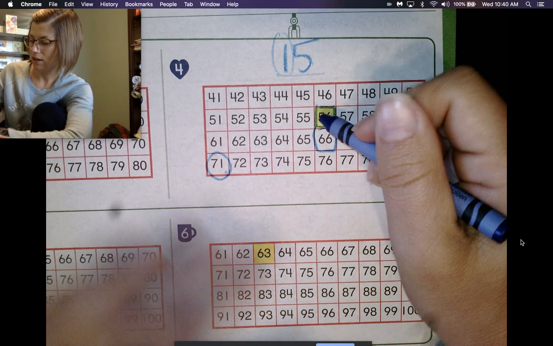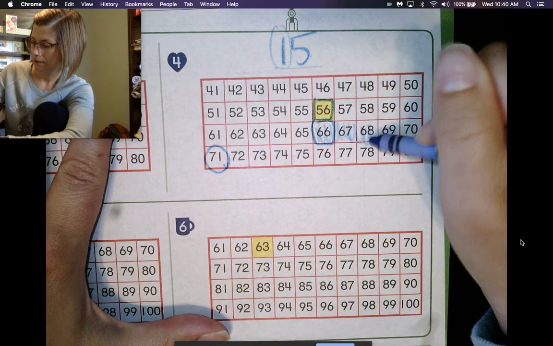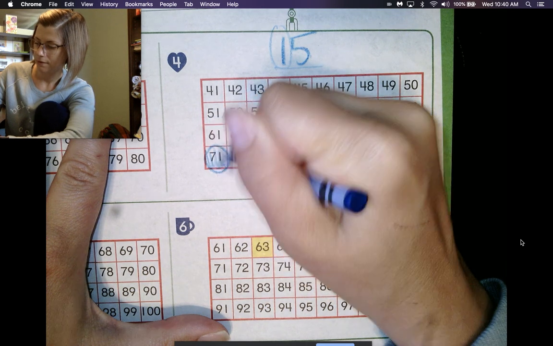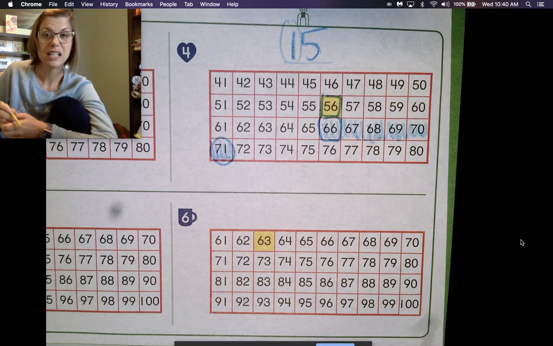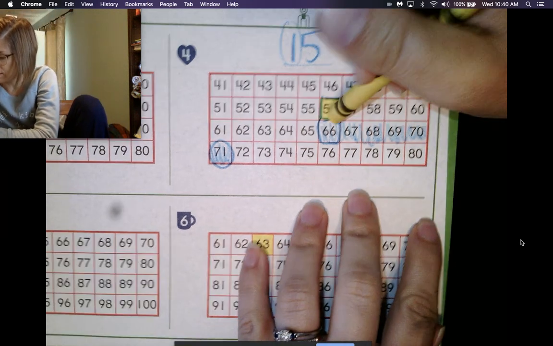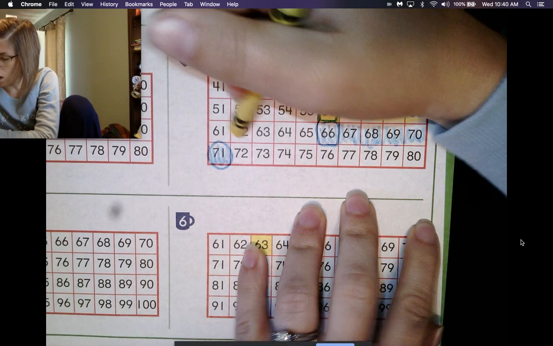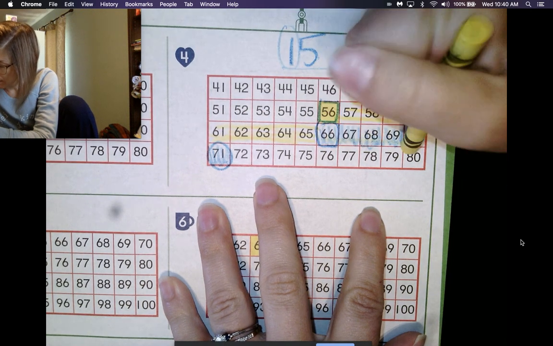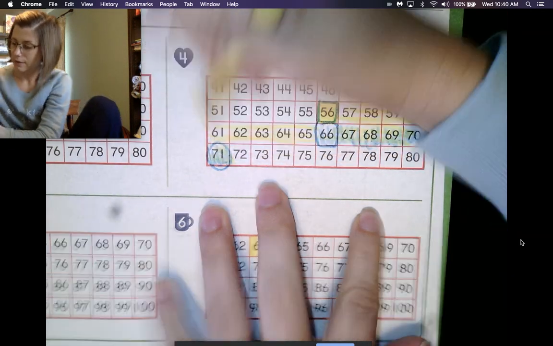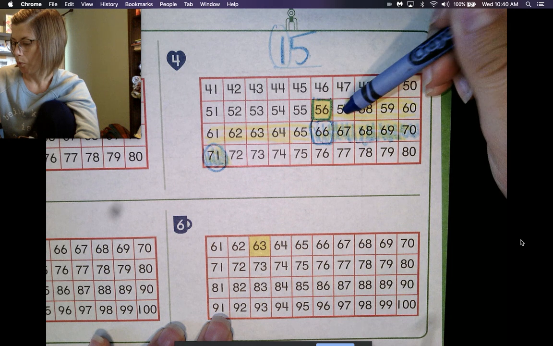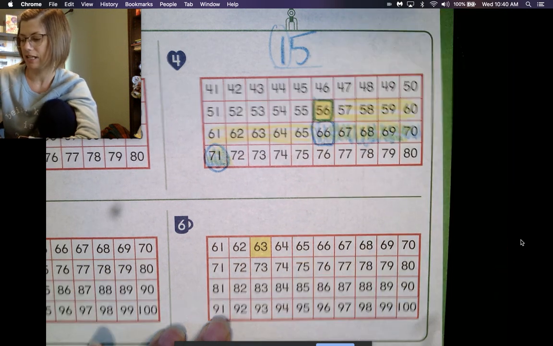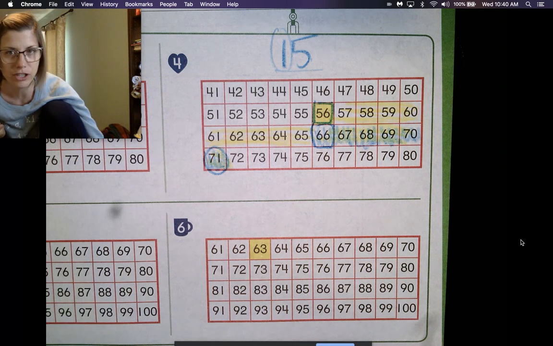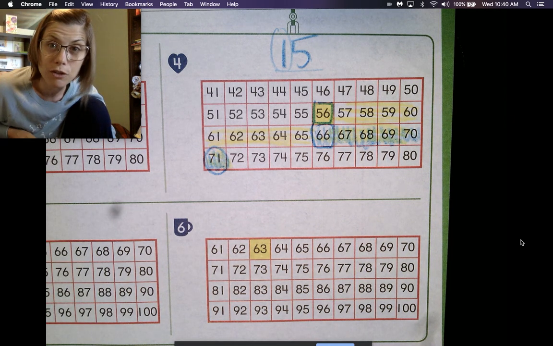I only had to count this many. If I were counting by ones, I would have had to do all of these. Because we go 1, 2, 3, 4, 5, 6, 7, 8, 9, 10, 11, 12, 13, 14, 15. But all those yellow boxes I just colored, we get to skip over those because we know how to count by 10. Let's do another one.